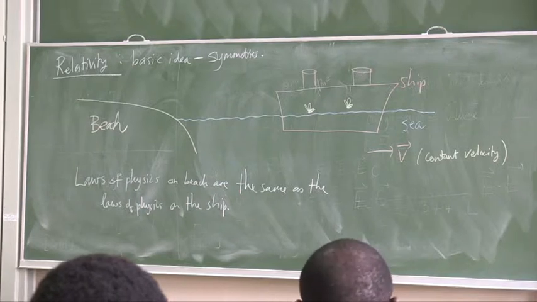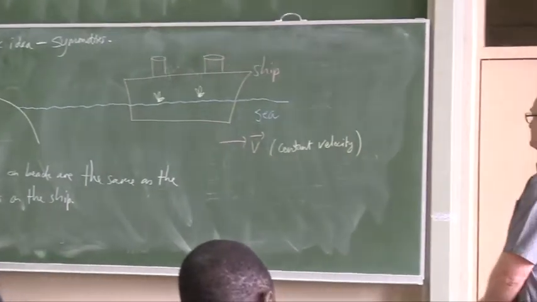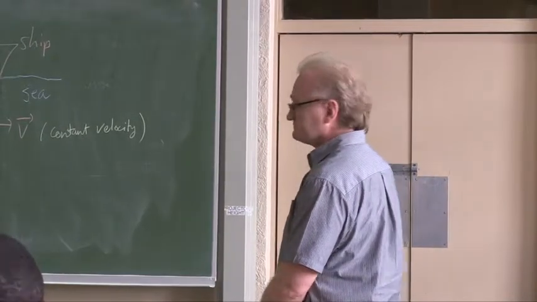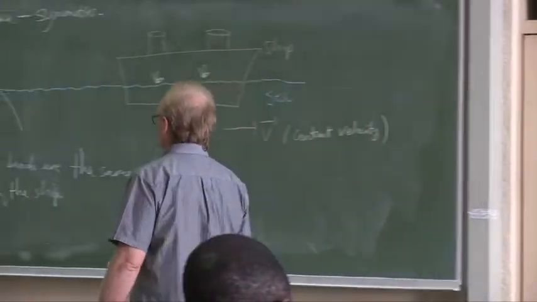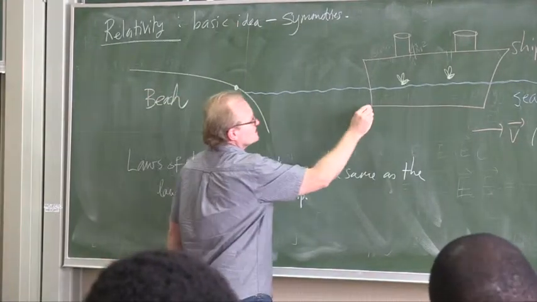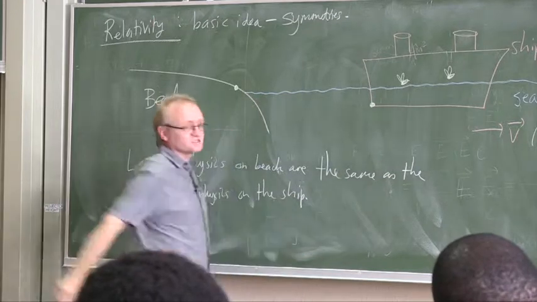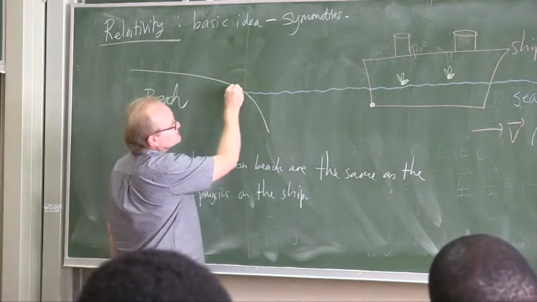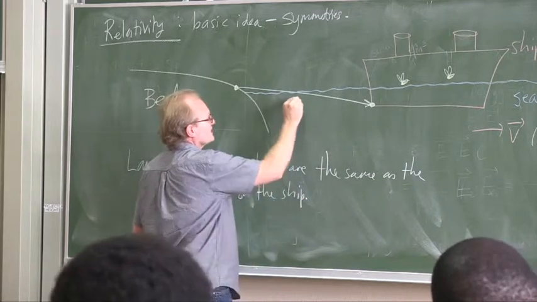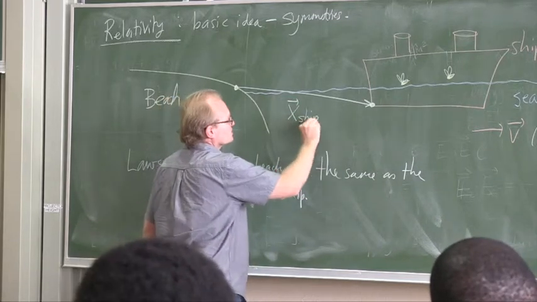Let's write down a few things, okay? I want to describe the position of the ship. So the position of the ship, let's say that this is our origin on the beach. We'll take that to be the position of the ship. So the position of the ship is that unit vector, x ship.